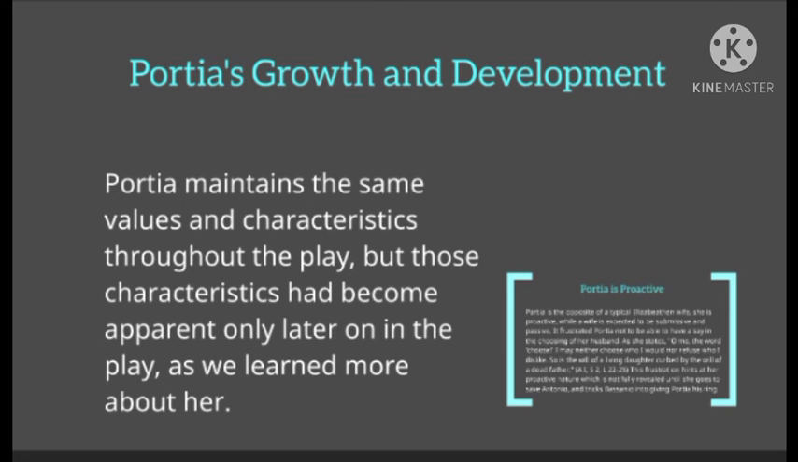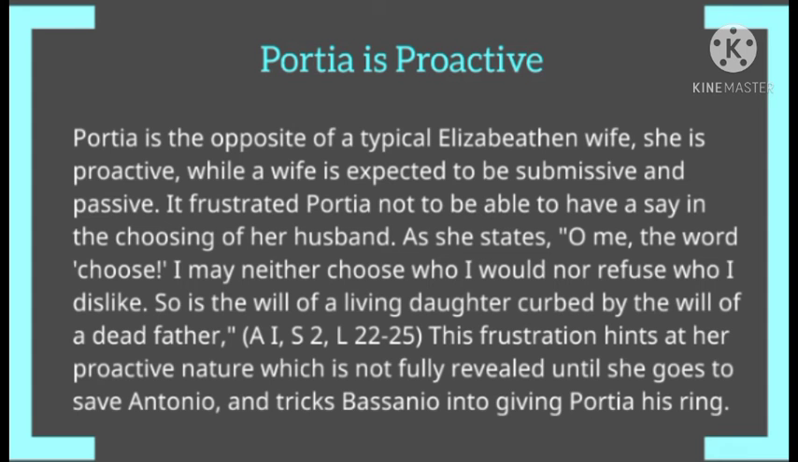Now, if we talk about the growth and development of Portia's character in the play, we see that Portia maintains the same values and characteristics throughout the play. But those characteristics became apparent only later in the play as we learned more about her. A very important characteristic of Portia is that she is proactive. Portia is the opposite of a typical Elizabethan wife. She is proactive, while a wife is expected to be submissive and passive.